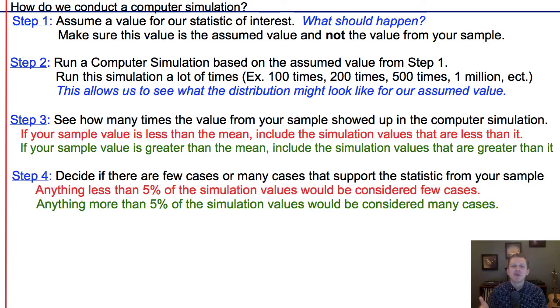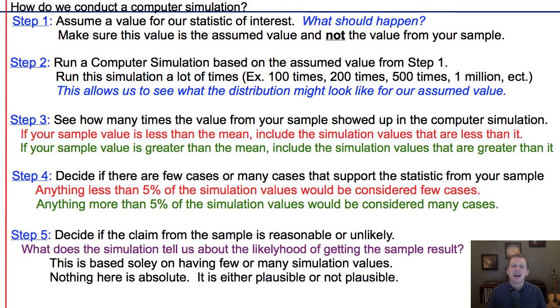Step 4 is to determine if there are few cases or many cases that support the statistic from our sample. Did this happen a lot of times or a few times? Anything less than 5% of the simulation values would be considered few cases. Anything more than 5% would be considered many cases. Of course, this percentage is going to be based on how many times you did the sampling distribution.